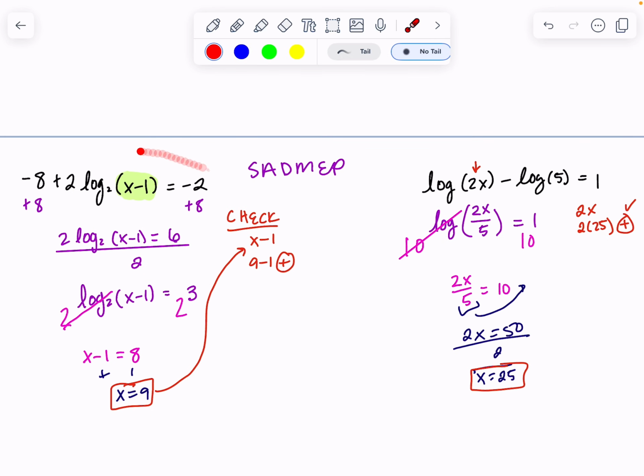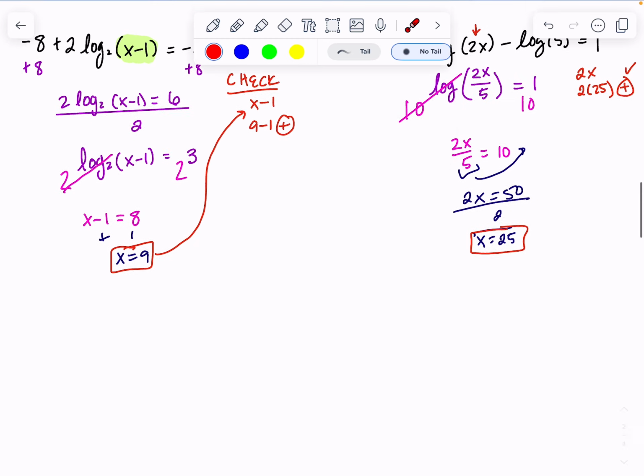So a normal equation with all the different numbers, follow that SEDMEP. When you get to the stage when you're getting rid of your logarithm, to undo a log, we exponentiate. We take the base of the logarithm, we turn those into exponentials on both sides. Same thing here. Once we used our properties to condense it down to one logarithm, we found the base of our log, exponentiated both sides.